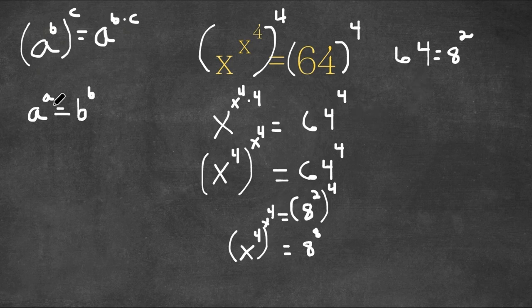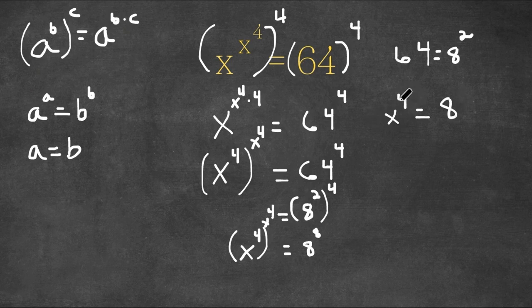Now we can say that if a to the power of a equals b to the power of b, then a equals b, right? So if x to the power of 4 to the x to the power of 4 equals 8 to the power of 8, then we know that x to the power of 4 equals 8.